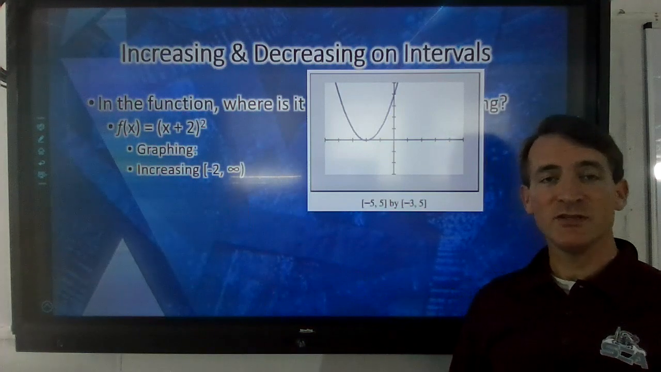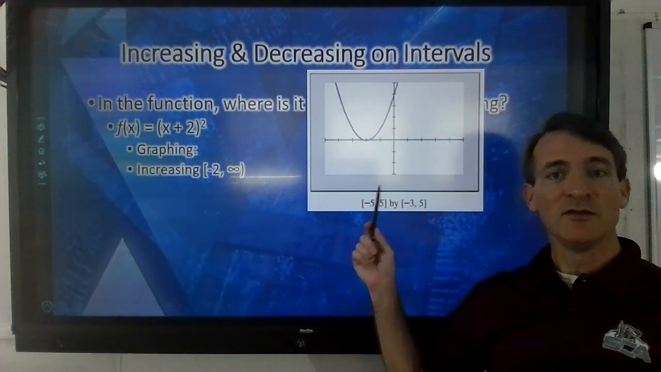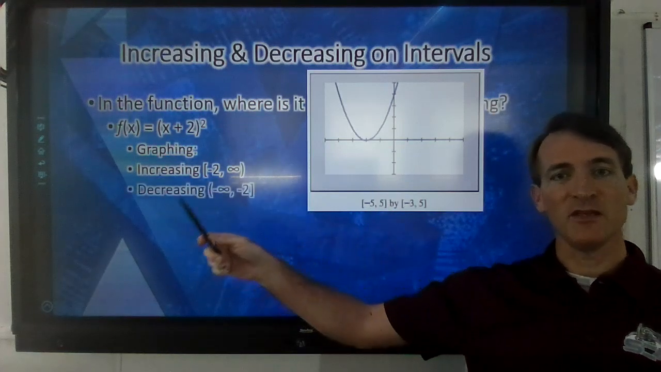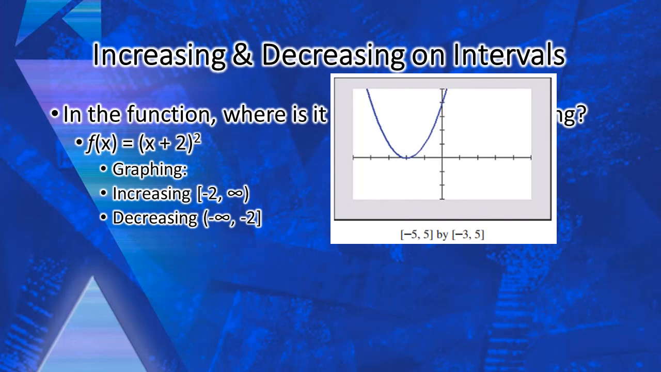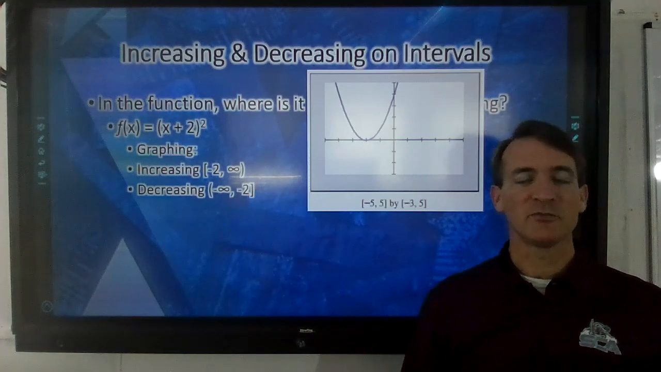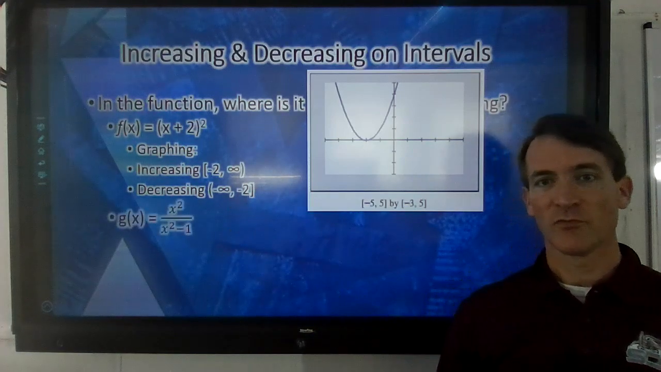Where is it decreasing? Well, it's decreasing from -2 backward. So from negative infinity up to -2, it is decreasing. Notice once again that both of the infinities have the parentheses portion because it does not include it, so to speak. And so it is decreasing from negative infinity up to -2.